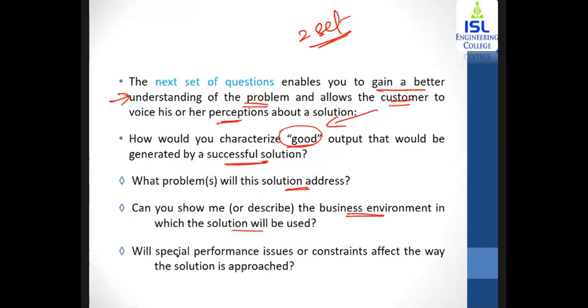The next question is, will special performance issues or constraints affect the way the solution is approached? That is, whether the software that you're developing does not give the best solution, or the different limitations that are there for the particular software, how it is going to affect the solution, that is going to be identified.